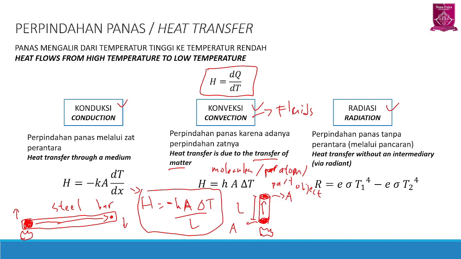And the last one is radiation. Radiation is heat transfer without an intermediary. This is by radiant heat. So if I have a campfire and there is someone here, the person can feel the heat from the campfire by radiation. So it will be radiation.